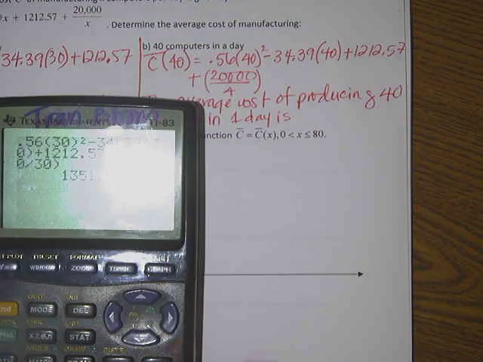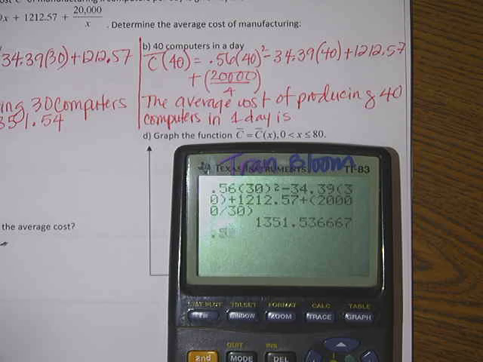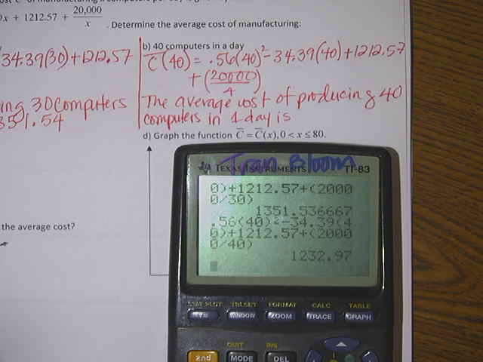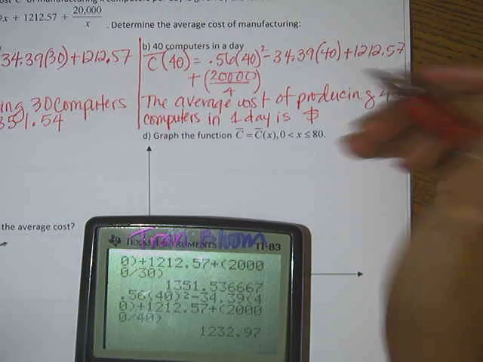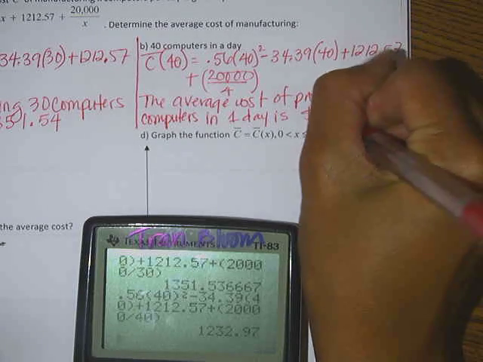all right. So now my job is to punch this in. 0.56, open parentheses, 40 squared, minus 34.39 times 40, plus 1,212.57 plus, open parentheses, 20,000 divided by 40, close it, enter. Okay, so it looks like $1,232.97.